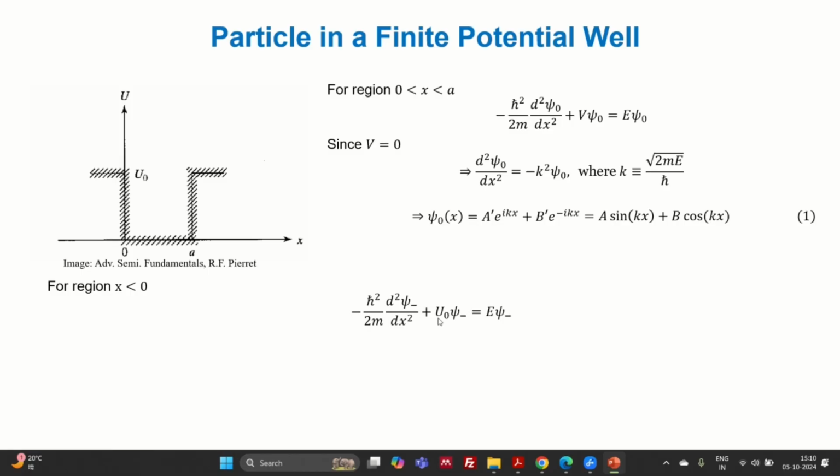And what will be my Schrödinger equation? The time independent Schrödinger equation: minus h bar squared by 2m, let me call the wave function here psi minus, plus, what is the potential energy, U naught psi minus equal to E psi minus. Now rearrange this. When you rearrange, you get d2 psi minus by dx square.